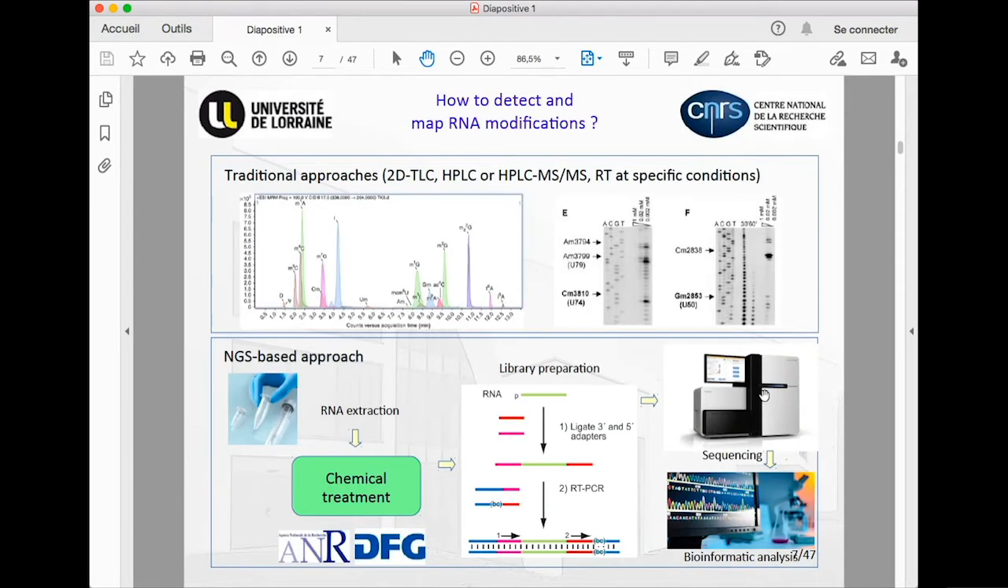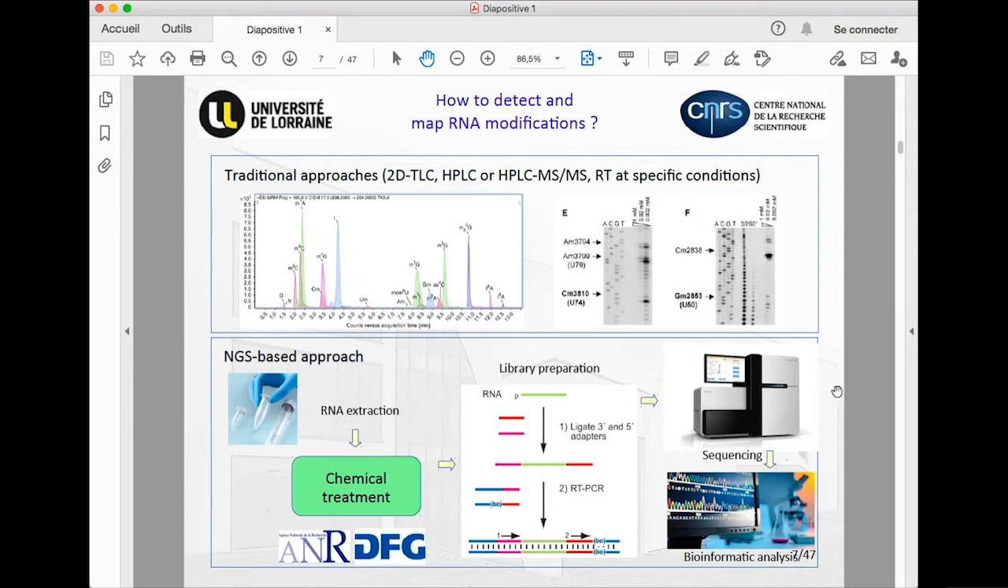So how to detect and map RNA modifications in different RNAs? Of course, one can use traditional approaches like two-dimensional TLC or HPLC or different other chromatographies, coupled or not with mass spectrometry. These are very powerful methods, but they are not at all high-throughput, and you need to purify your RNA in large quantities and in a very pure form. Reverse transcription under specific conditions can also be used, as illustrated here, for detection of 2' methylated residues. Here you see the pauses formed by reverse transcriptase at low dNTP conditions to detect 2' methylations. But this is still rather heavy and not high-throughput.